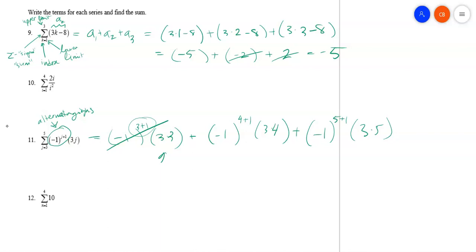Positive 1 times 9 is just 9. Then it will go negative here, so it will go minus 12. And then here it will go even power again, so it will go positive 1, so it will go plus 15. And then we're just adding these up. This will go 9 minus 12 is negative 3 plus 15, so basically we're just getting 12 for this one. That'll be the result for this one.